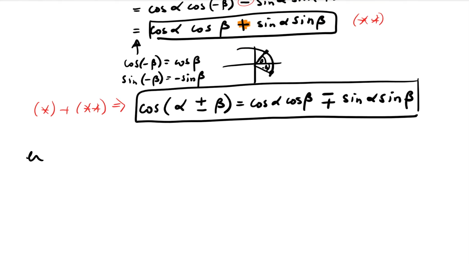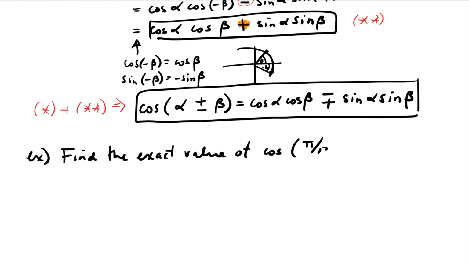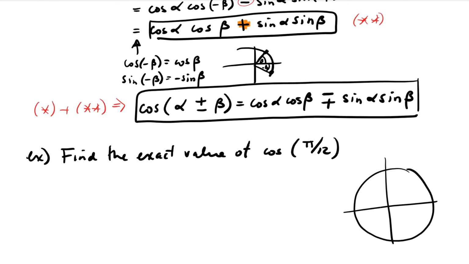So maybe let's look at an example. Find the exact value of cos of pi over 12. Now, pi over 12, remember, is not a nice reference angle.